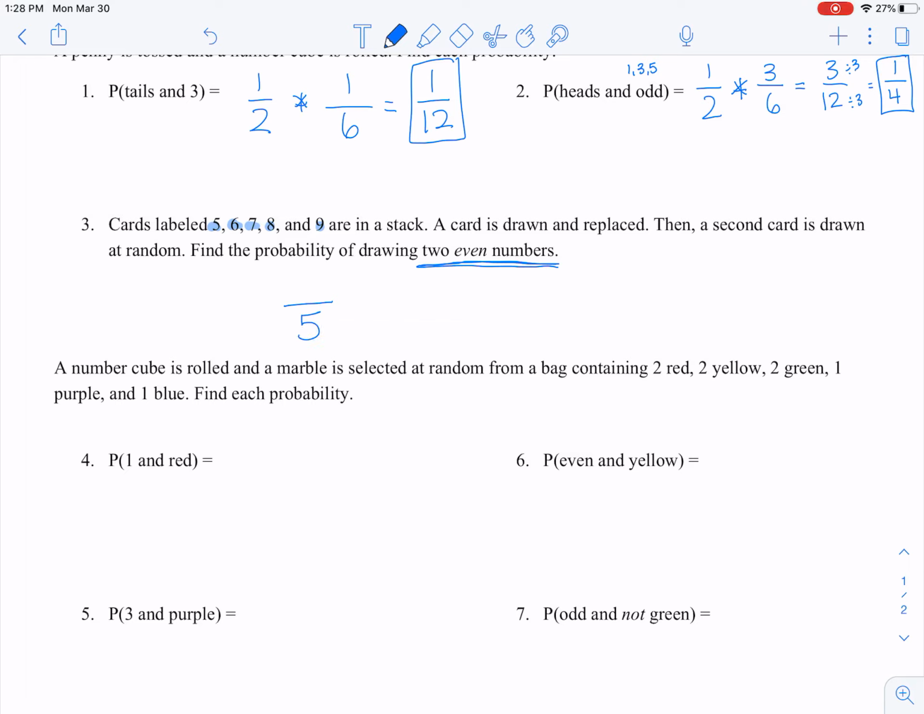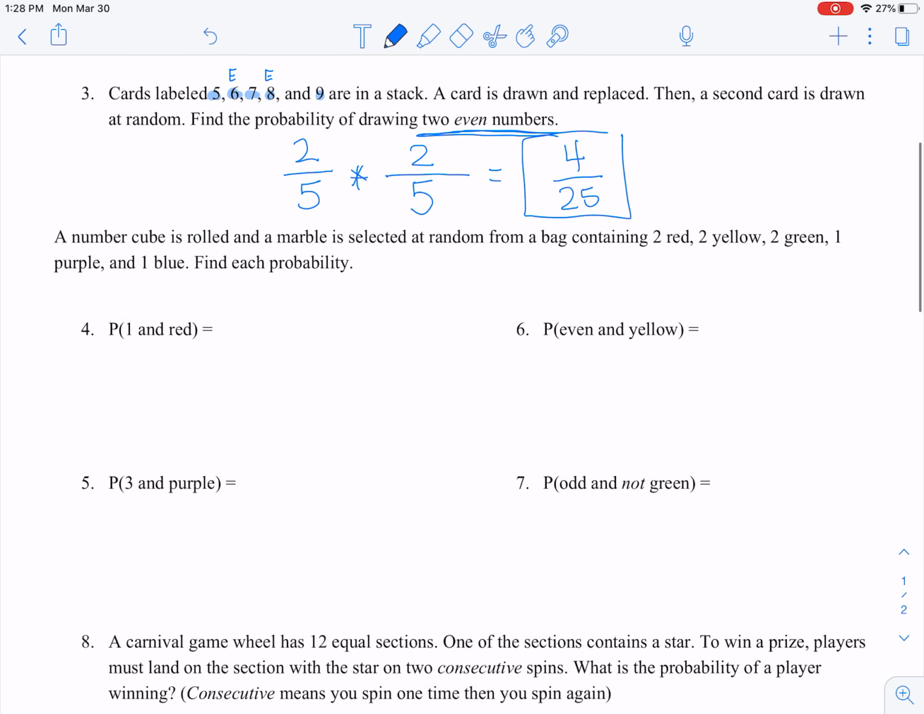So let's see what the even numbers are. We have 6 and 8, and that is it. 5, 7, 9 are odd. So it's just 2 out of the 5 total numbers that we have. And then we're trying to get another even number, which would be 2 out of 5 again. And that would give us the probability of drawing 2 even numbers in a row. So we know that that would be 4/25 if we multiply it. And we know that's not reducible, so it'll be 4/25 as our final answer.